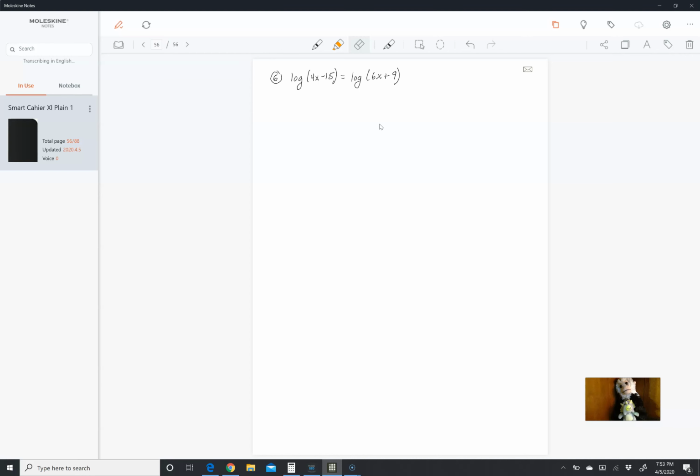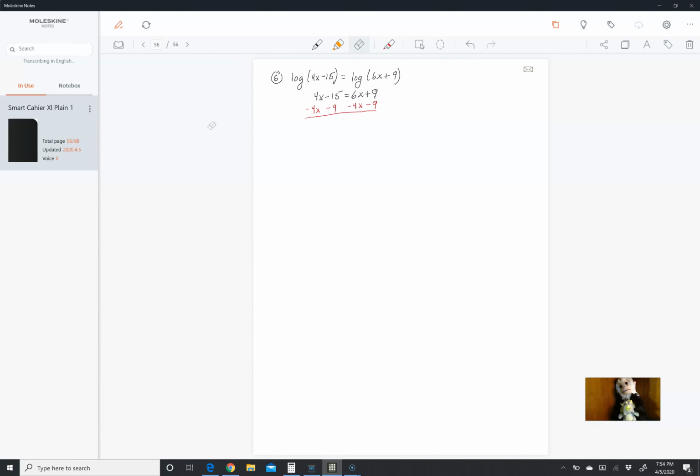Here we have one log on each side, so we don't have to worry about condensing. The base is the same, so the arguments are the same. So we're back to that nice little linear equation: 4x minus 15 is equal to 6x plus 9. This is a nice fast one to solve because we can subtract 4x from both sides and subtract 9 from both sides. That gets the x's on the right and constants on the left.